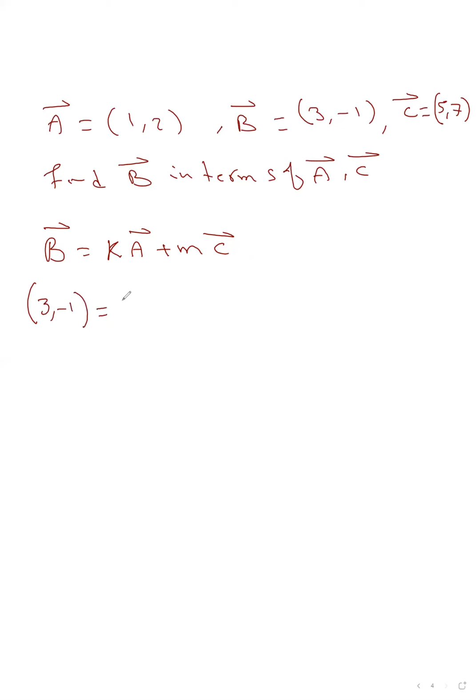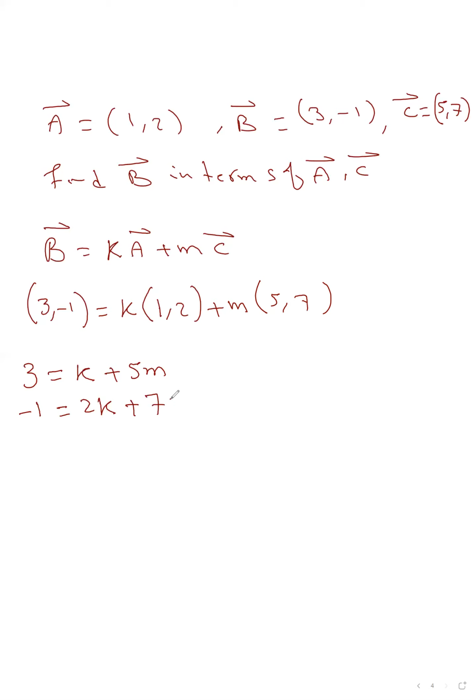Okay, equals K times A, which is 1 and 2, plus M times C, which is 5 and 7. Then the first term equals the sum of the first terms. So 3 equals K times 1, K, plus 5m is the first one, and the second one, -1 equals K times 2, so 2K plus 7m, and we can solve them simultaneously, or the system of equations.